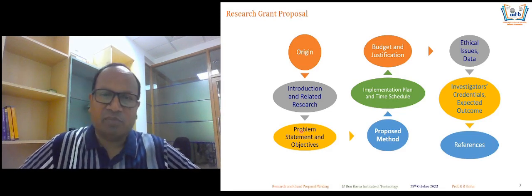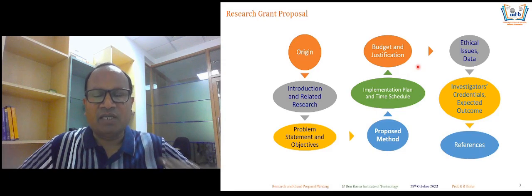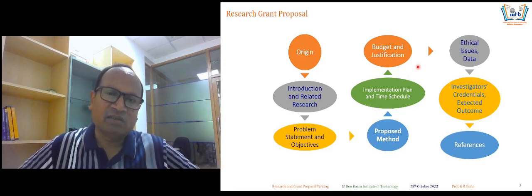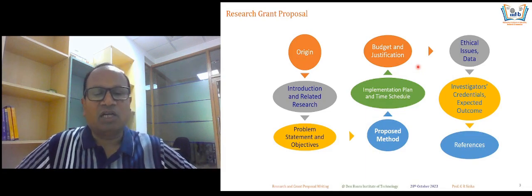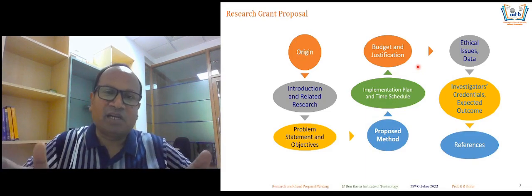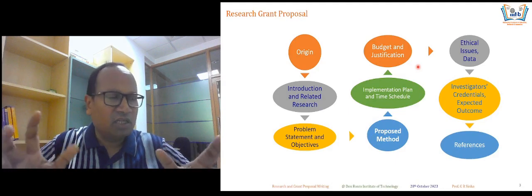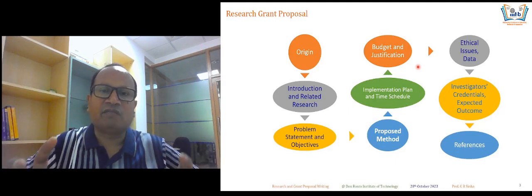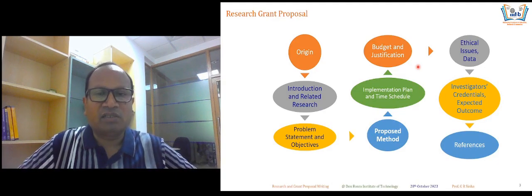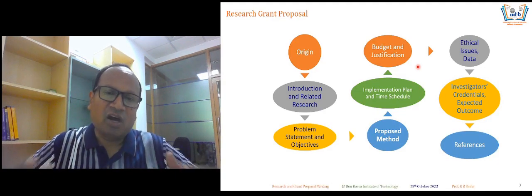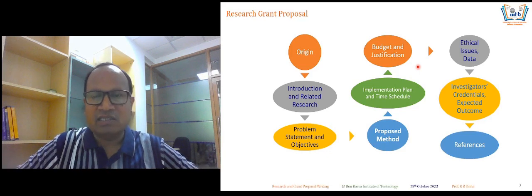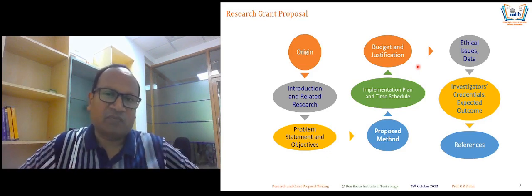And then you have to write the budget, because when you are planning to submit a research grant proposal, you are requesting money, some budget. So that budget has to be very properly presented and justified. If you're asking for manpower, human resources, or some equipment, why they are required, when they will be required, how much budget is required, all that justification has to be made there.